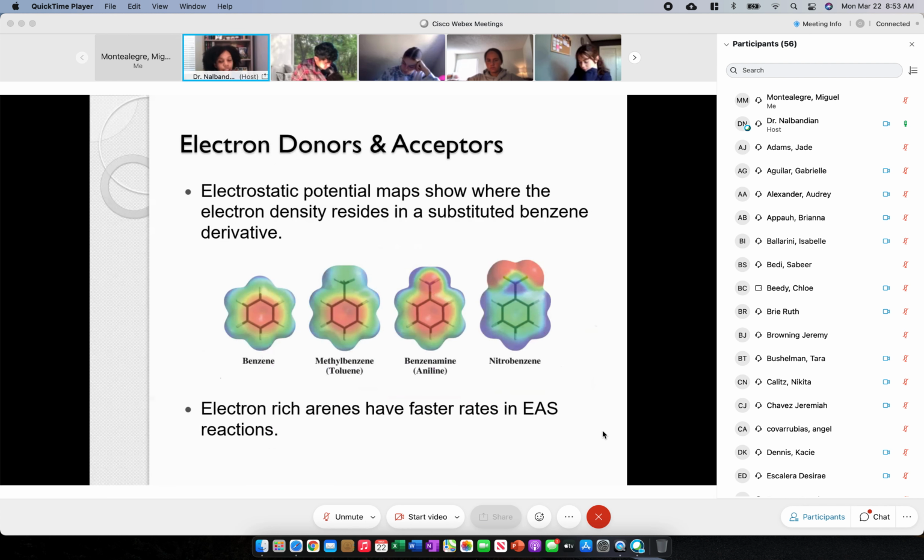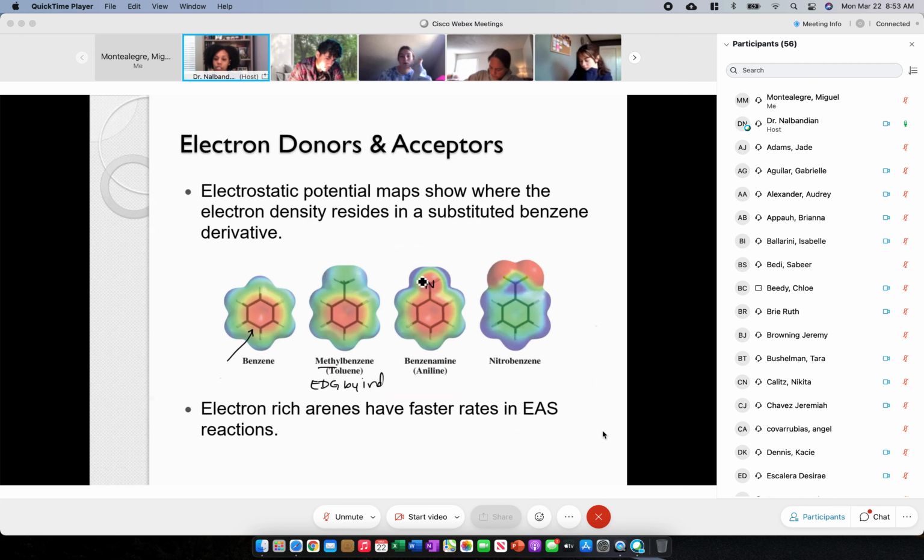So we can see how the ring looks. Where's the electron density on the ring? For a regular benzene ring, we know that all of our electron density is delocalized over all those atoms of the ring. So we see that red area nicely over all 6 of the atoms of the ring. Methylbenzene, what's a methyl? An electron donating group by induction. We can see that the ring has a red area.